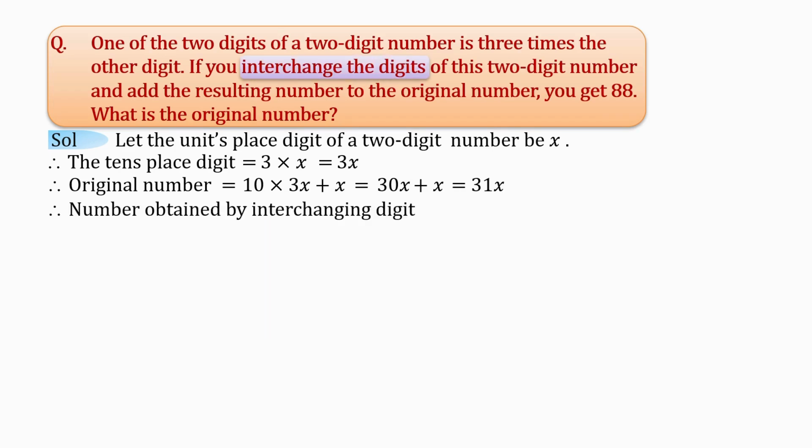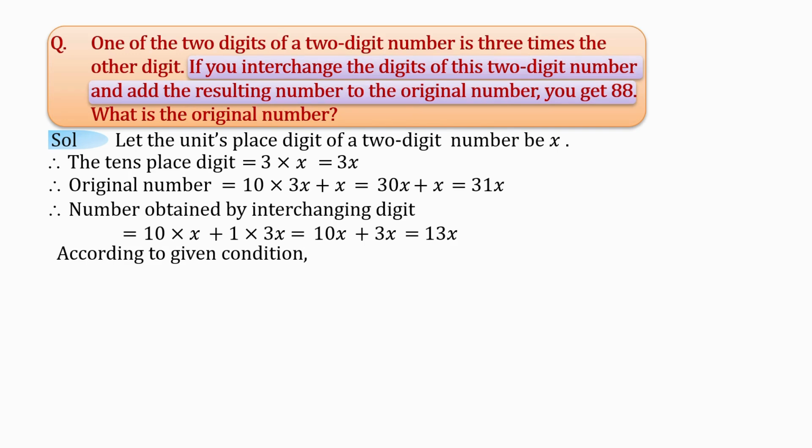Now if you interchange the digits, the number obtained by interchanging the digits, so now x will come in the tens place and 3x will go in the unit place. So the new number will be 10x plus 1 into 3x, that is 10x plus 3x, that is equal to 13x. Now according to the question, if you change the digits and add the resulting number to the original number, so now 13x is the new number and the original number was 31x. If you add, you will get 88.